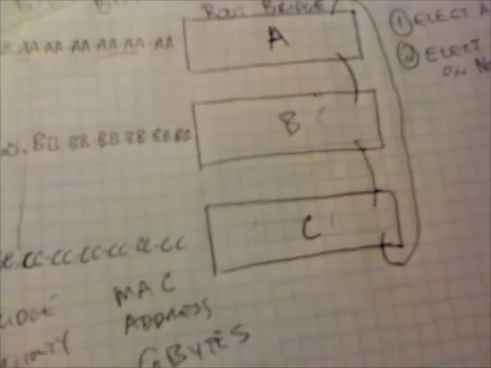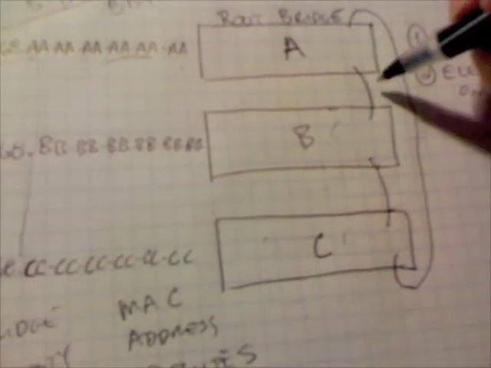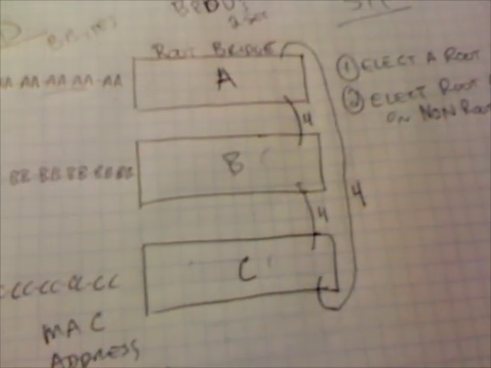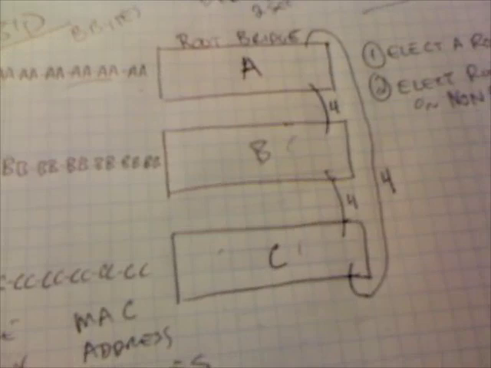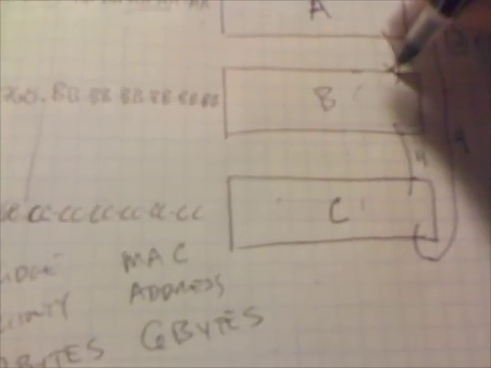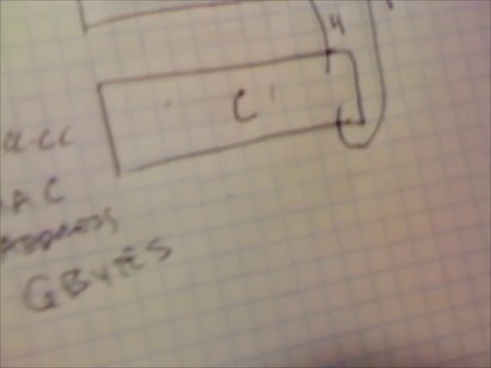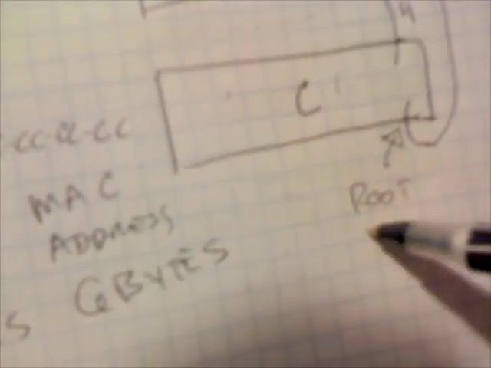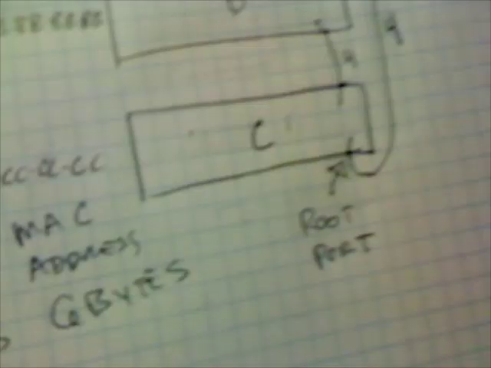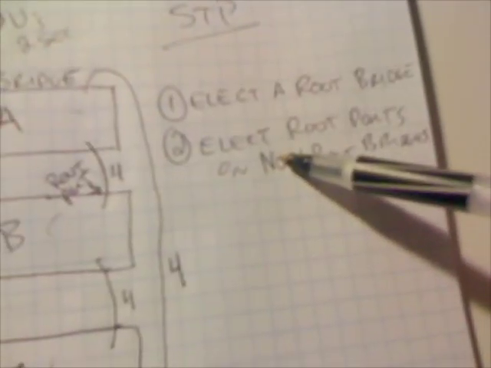So it needs to elect root ports, which is the lowest cost route. So let's just say these each have a cost of 4 because they're gigabit links. You don't really need to know how the cost is determined for the exam, I don't think. So this port right here on switch B is going to be the root port. That's the root port for switch B, and then the root port for switch C is going to be right there, because it has the lowest cost to the root bridge. Same here.